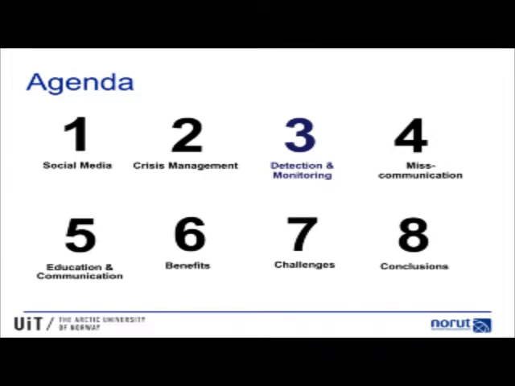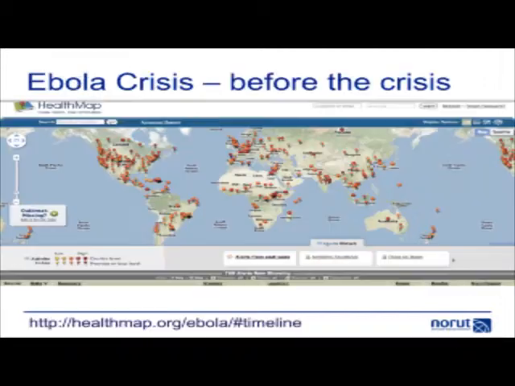Now I will give you some examples of how we can use social media to detect and monitor crisis. One of the projects I want to bring to your attention is called HealthMap. HealthMap is a project from the Harvard Medical School where they are tracking online news about disease, about symptoms from all over the world. This is done as part of a disease surveillance project.